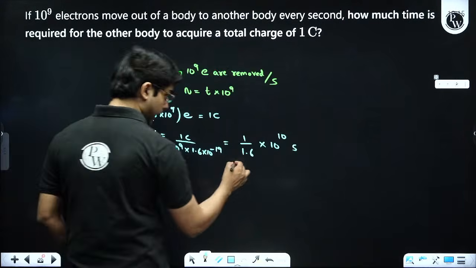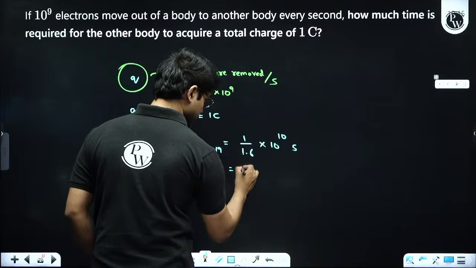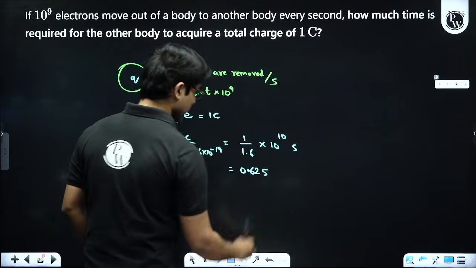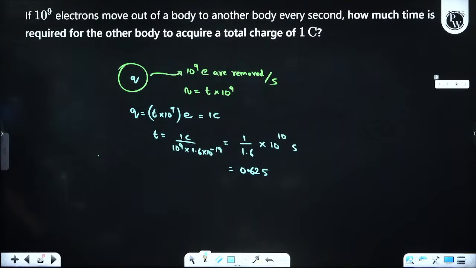This is actually a very large quantity of time. So this will be 0.625, I guess. Let me see. So it will be 5 by 8, since 10 by 16 is 5 by 8. Is that correct? Let me check.